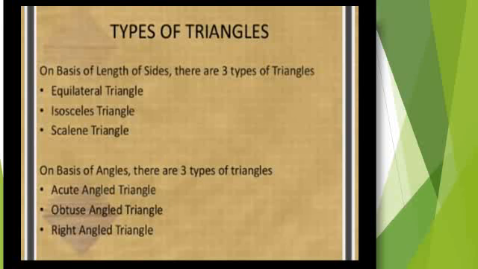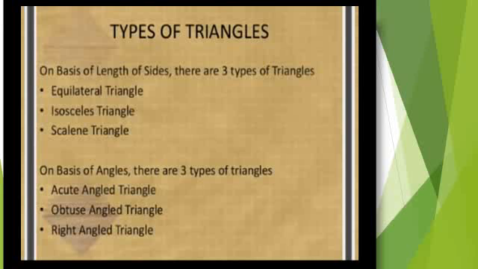In equilateral triangle, the length of all 3 sides must be same, and in isosceles triangle, the length of 2 sides must be same, but the length of third side may be different. In scalene triangle, no side will be equal. The length of all 3 sides is different in scalene triangle.